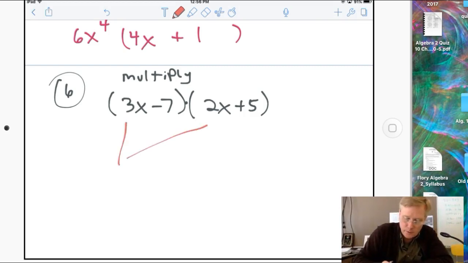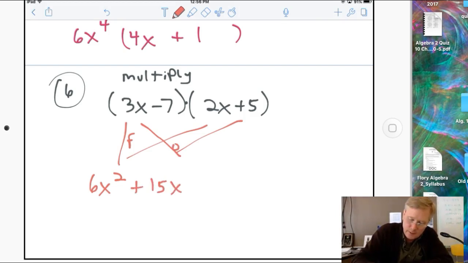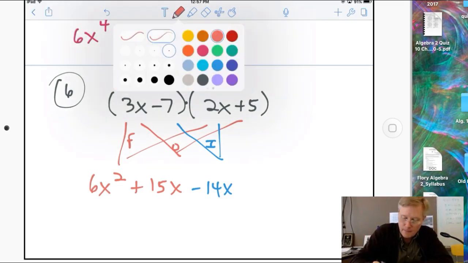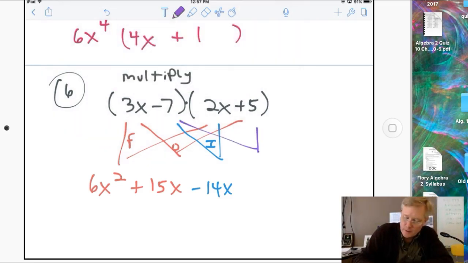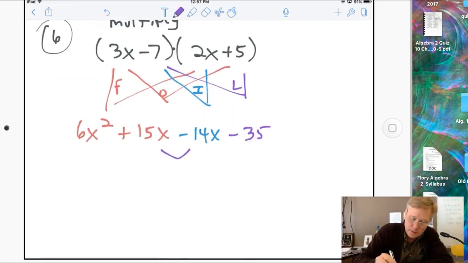So if I did it by FOIL, I would go 3x times 2x is 6x squared. Outside is 3x times 5 is 15x. Inside is the negative 7 and the 2x, which is negative 14x. And the last ones are the negative 7 and the positive 5. When I multiply those together, I get negative 35. And then the last thing I can do is combine those two, add them together. I get 6x squared, 15 minus 14 is 1x, or just x, minus 35.